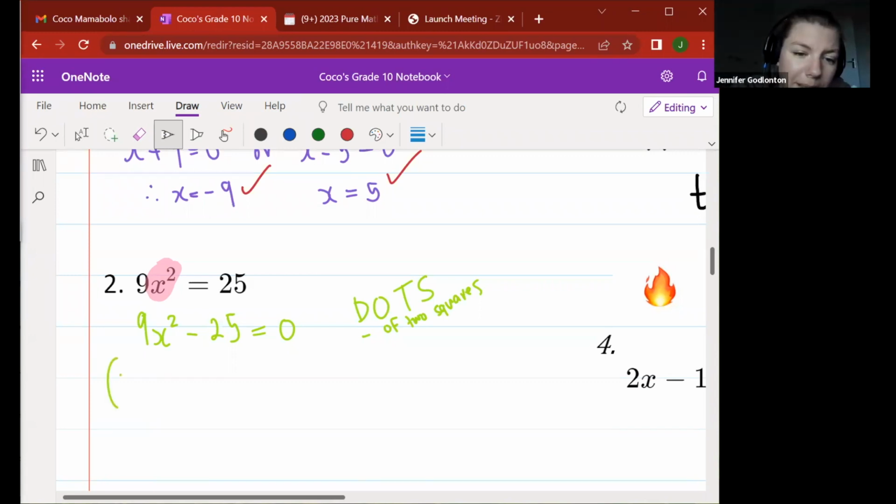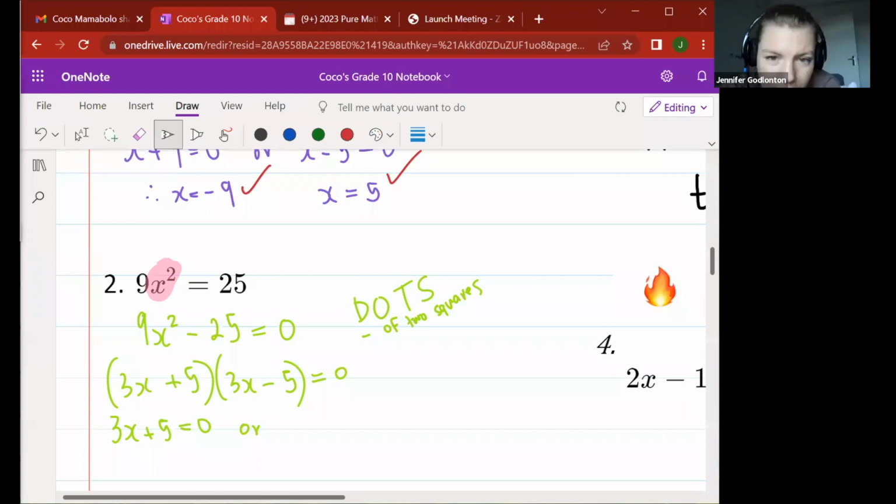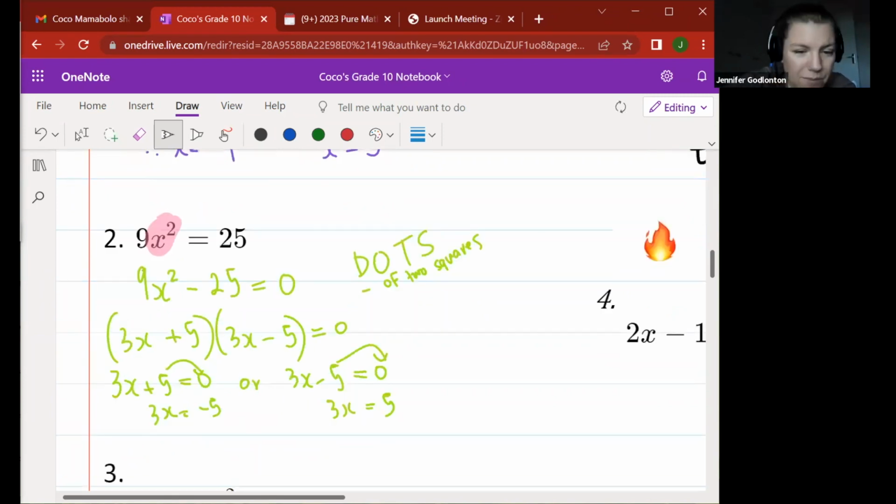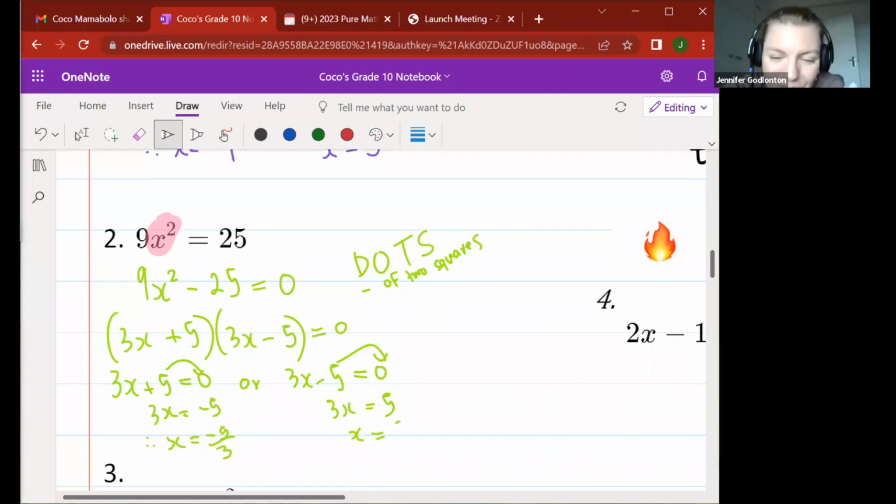And then I said 3x plus 5 equals 0, or 3x minus 5 equals 0. And then I took the 5s over, and then I said 3x equals negative 5, or 3x equals 5. Then I divided both of the numbers by 3, sorry. Then I got x equals -5/3 or x equals 5/3. Perfect. Excellent. Nice job. Totally perfect. 100% in every way.